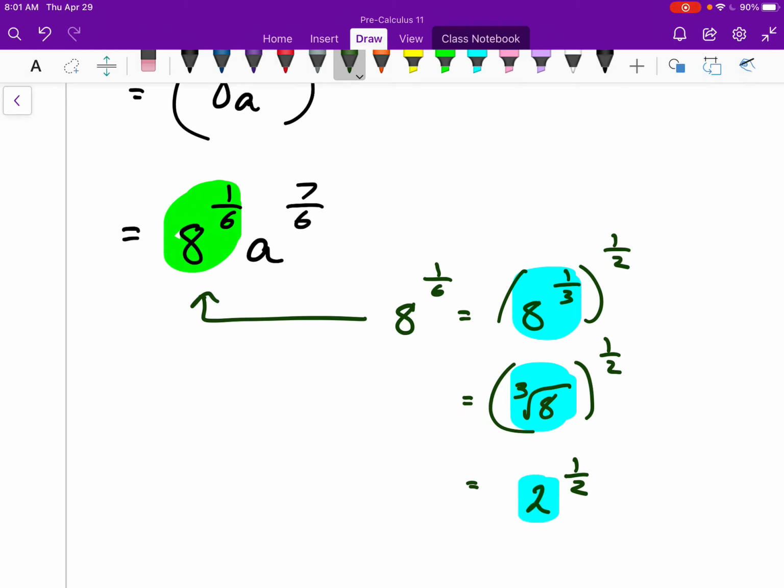Which means 8 to the 1/6 is equivalent to 2 to the 1/2, the square root of 2, which is simpler. I mean, understanding the square root of 2, or 2 to the 1/2, is a simpler concept than understanding what 8 to the 1/6 is. The 6th root of 8 is a bit more complex than the square root of 2. And so the last thing I want to do then is take my answer from before, and instead of saying 8 to the 1/6, write it as 2 to the 1/2 times a to the 7/6.